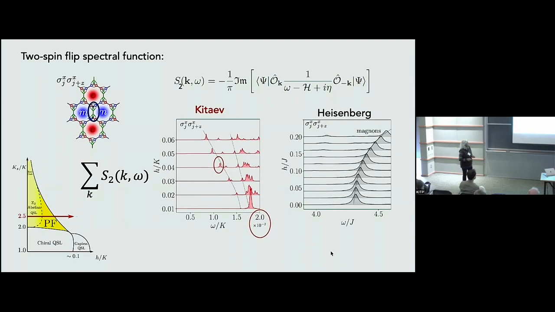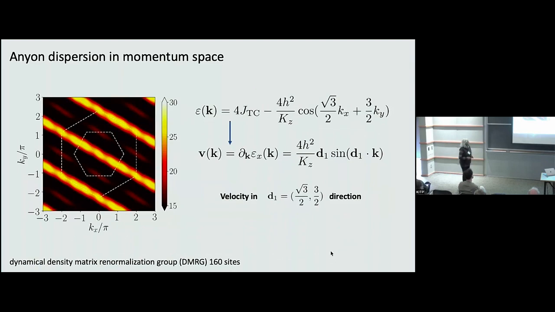Now if I pick one of these peaks and look at its signature in momentum space, this is what you find. So you find that in momentum space, these modes are linearly dispersing along certain directions. So there was a sharp peak, and this peak linearly disperses along these particular directions. So just to visualize it, this is what is happening.